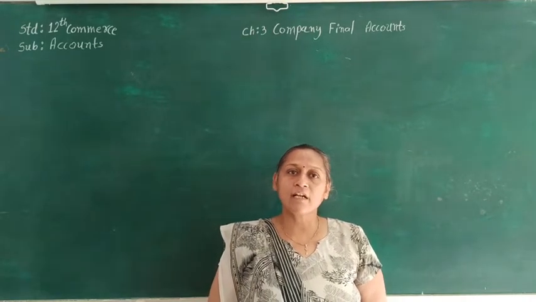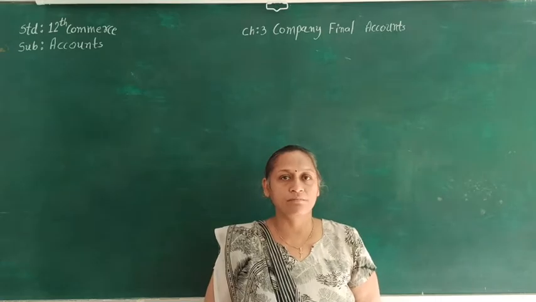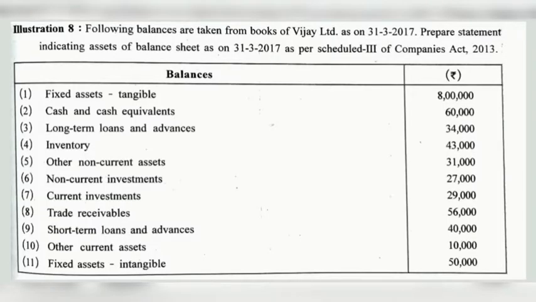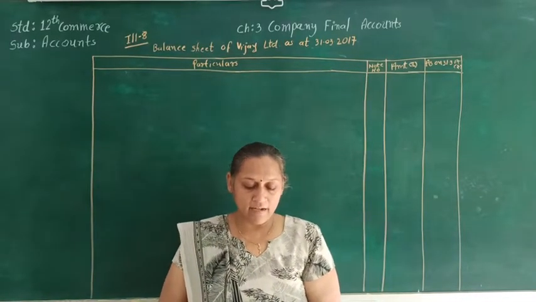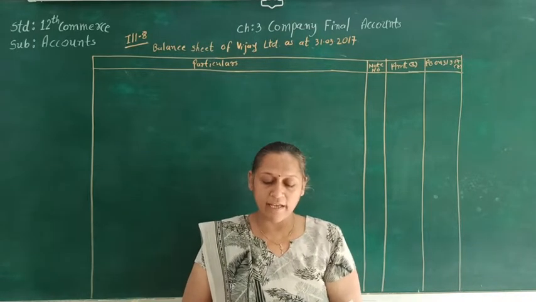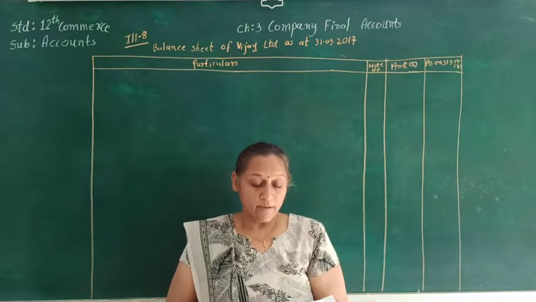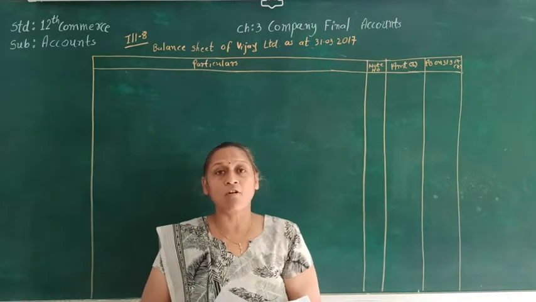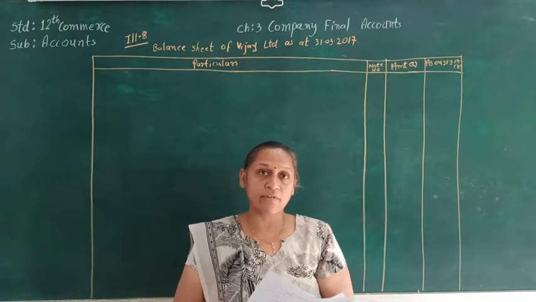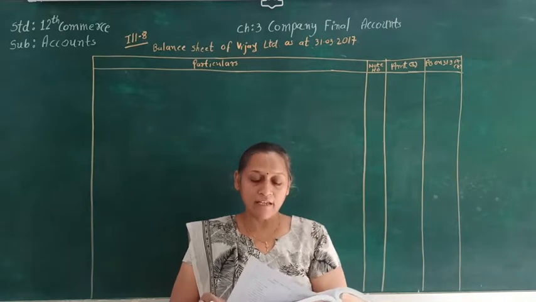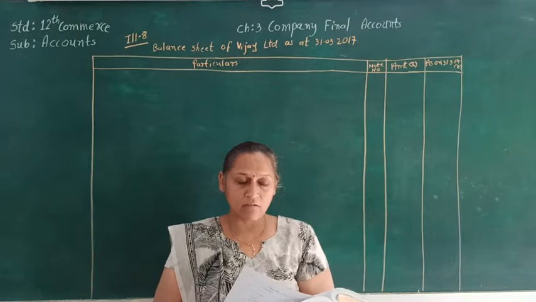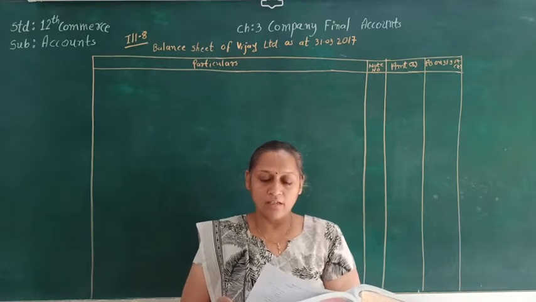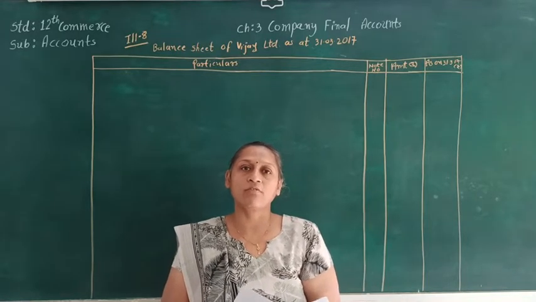Let's see that with the help of illustration number 8. Following balances are taken from the books of Vijay Limited as on 31st/3/17. Prepare statement including asset of balance sheet as on 31st/3/17. So here they are asking us to prepare only asset side of the balance sheet as on 31st/3/17 as per Schedule 3 of the Companies Act 2013.